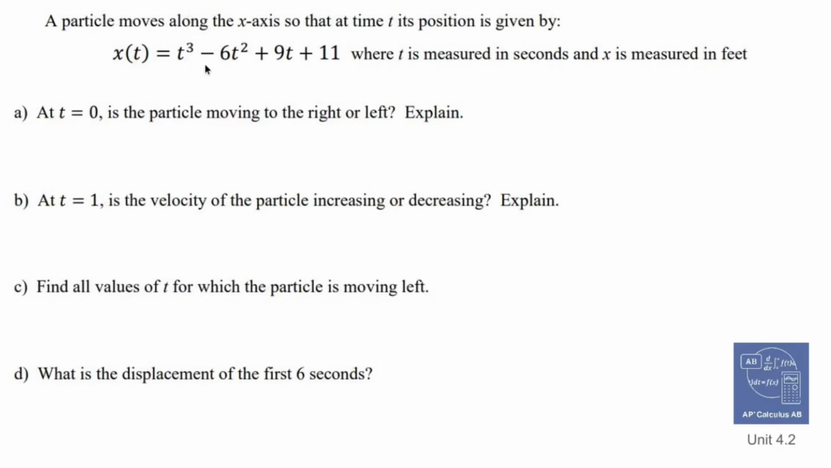A particle moves along the x-axis so that at time t, its position is given by x of t equals t cubed minus 6t squared plus 9t plus 11, where t is measured in seconds and x is measured in feet. All right, so you have this guy moving along the x-axis, okay? Now, this is its position. This is where it is on the x-axis, left to right.